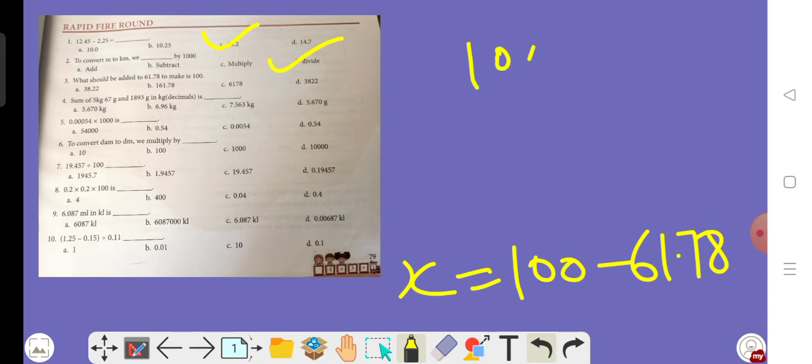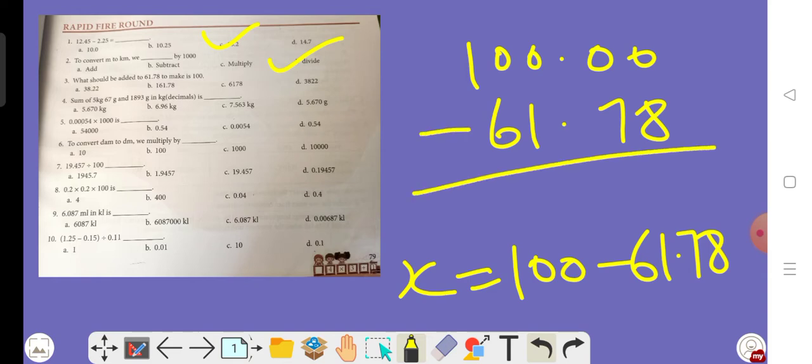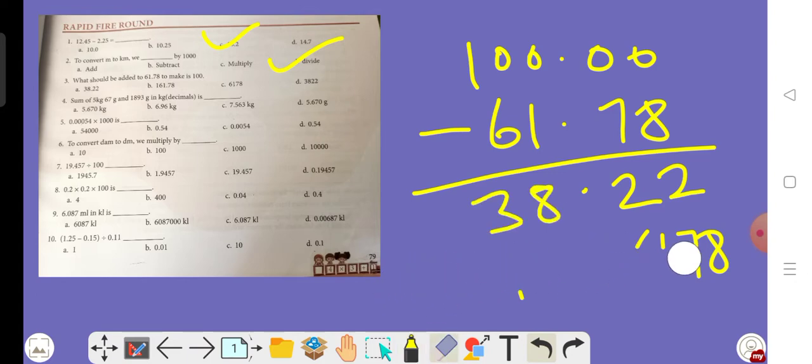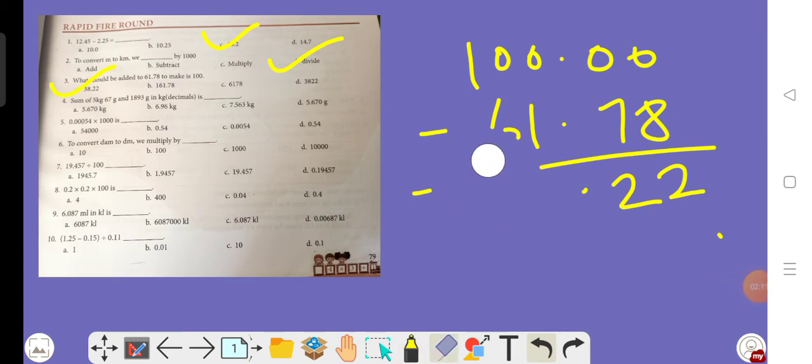So 100.00 minus 61.78. After subtracting, this will become 2, 2, 8 and 3. So the answer is 38.22 and that is your first option A, correct. Okay. Now look at question number 4.